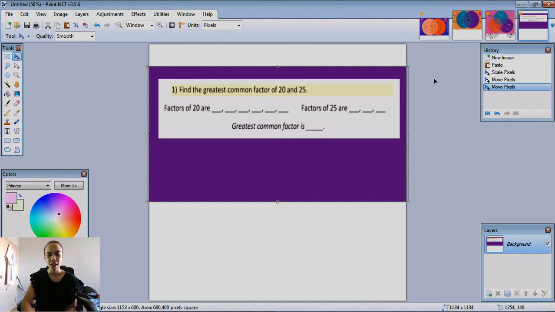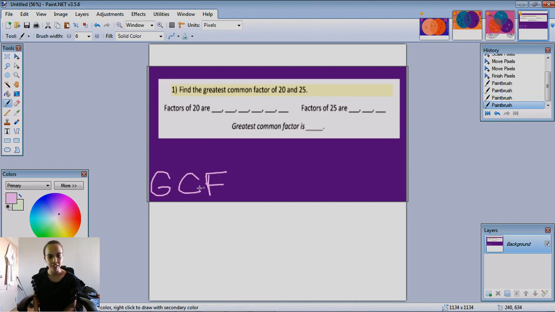Here we go. Find the greatest common factor of 20 and 25. What we're going to do is list all the factors of 20, list all the factors of 25, and then say which common factor is the greatest. Greatest means the biggest. Remember when we order numbers and it says start with the greatest number, that means start with the biggest number. So finding the greatest common factor, we more commonly speak about it as the GCF, the greatest common factor.